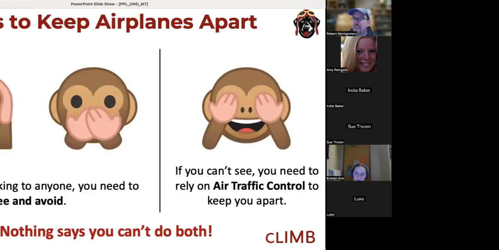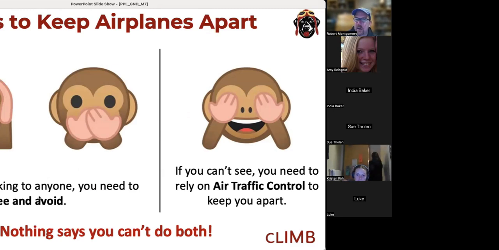So there's fundamentally two different ways in which we can avoid other aircraft, right? I love this slide. This is like one of my favorite slides, right? On the one side is if you're not talking to air traffic control, we have to see and avoid the other aircraft.